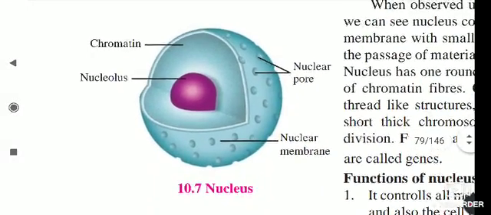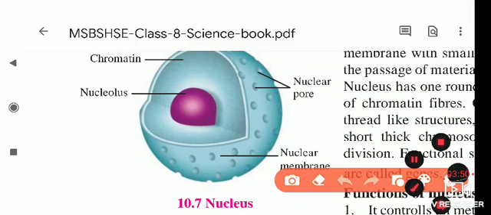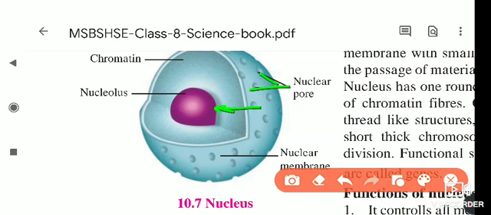Here is the structure of the nucleus. On the nucleus, there are nuclear pores, a small permeable membrane. Through these pores, semi-permeably, the material useful for the cell enters, and the harmful material comes out of the cell through these pores.